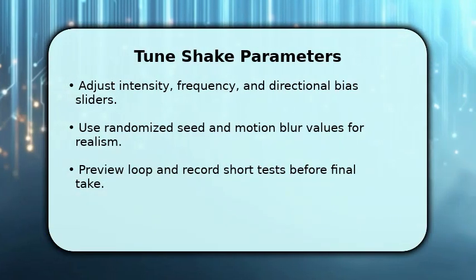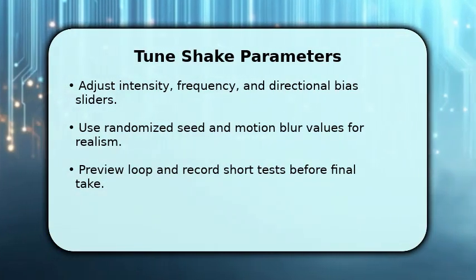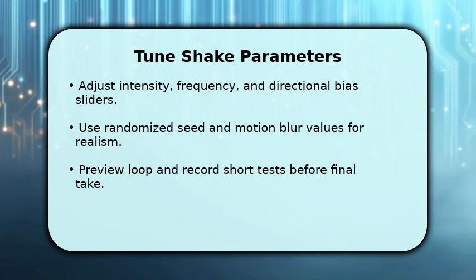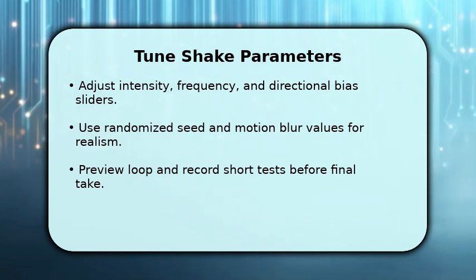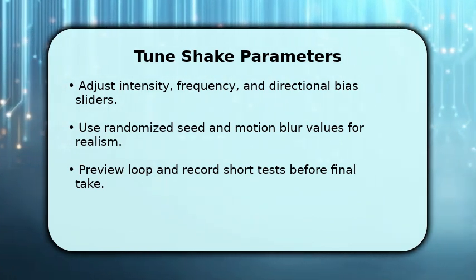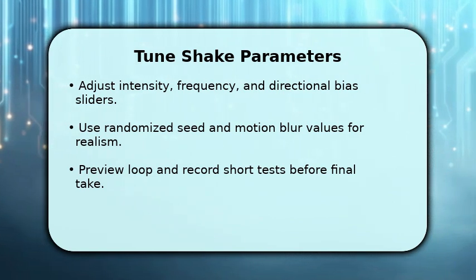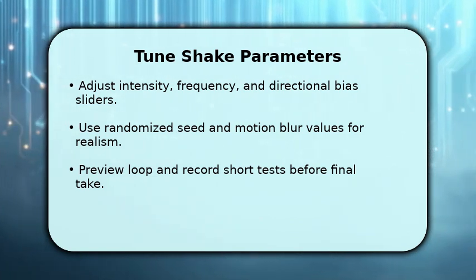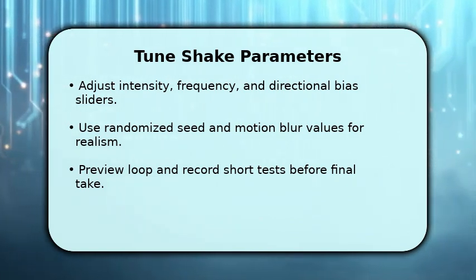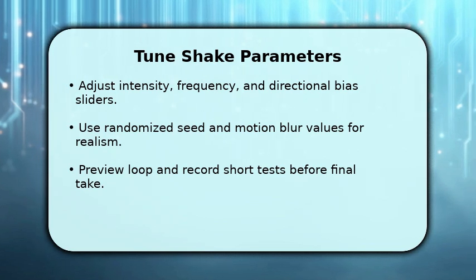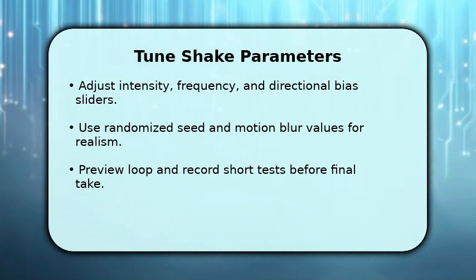Now you refine the middle of the process by dialing in intensity, frequency, and directional bias, so motion feels intentional rather than chaotic. Turn on the randomized seed to avoid repeating patterns and add subtle motion blur for organic results. Make small changes, then preview a short loop to see how shakiness interacts with subject movement.